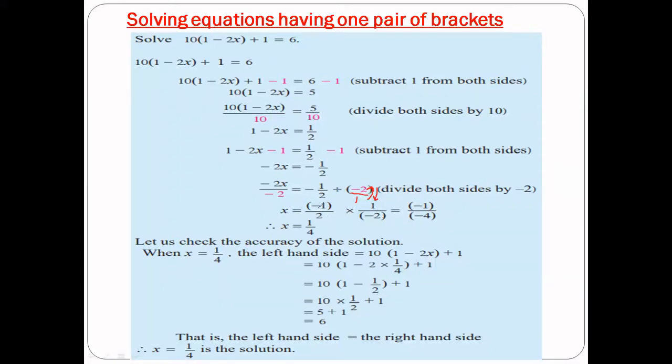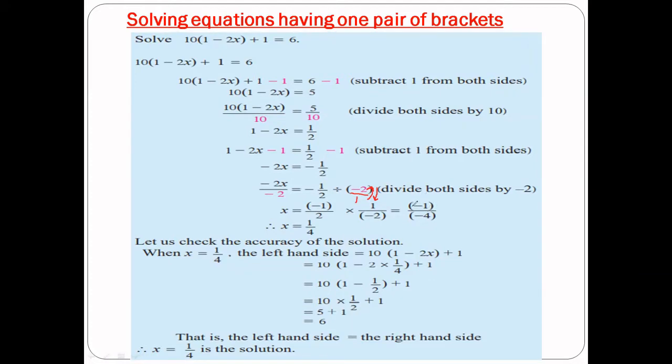Now let's simplify. Minus 1 multiplied by 1. 1 into 1, 1. Minus into plus, minus. 2 into 2, 4. Then the sign plus into minus, minus. Minus 1 over minus 4.